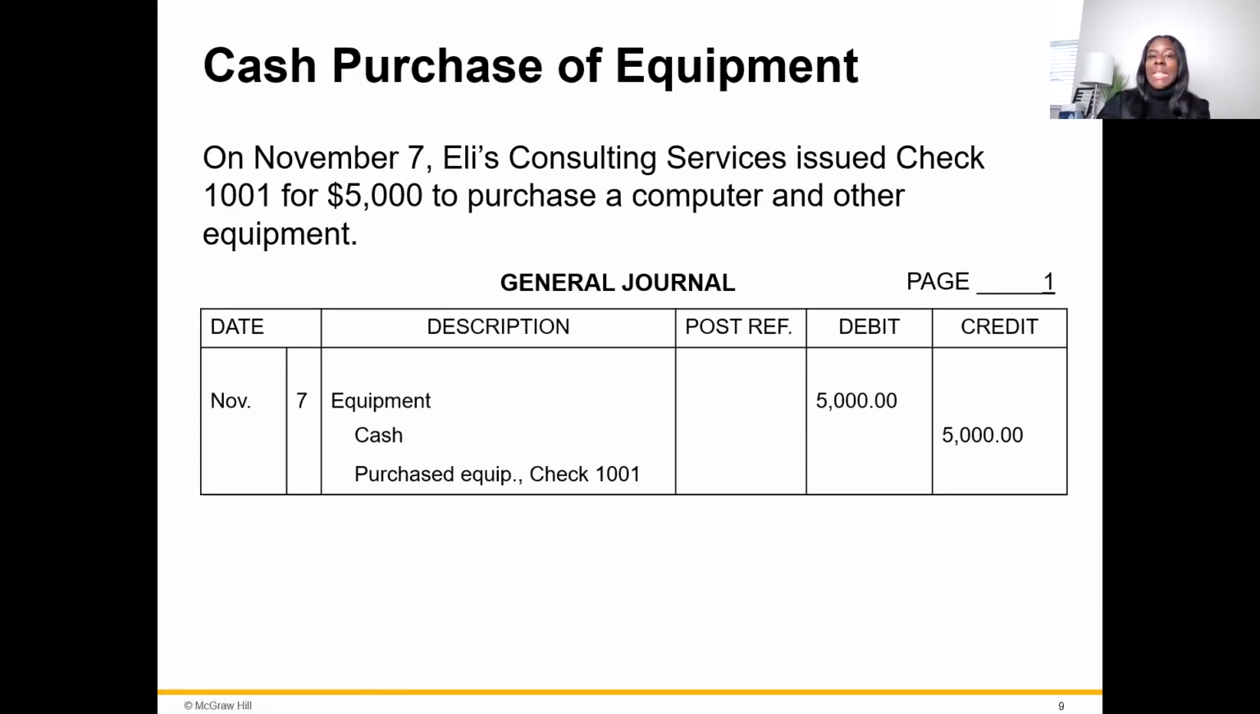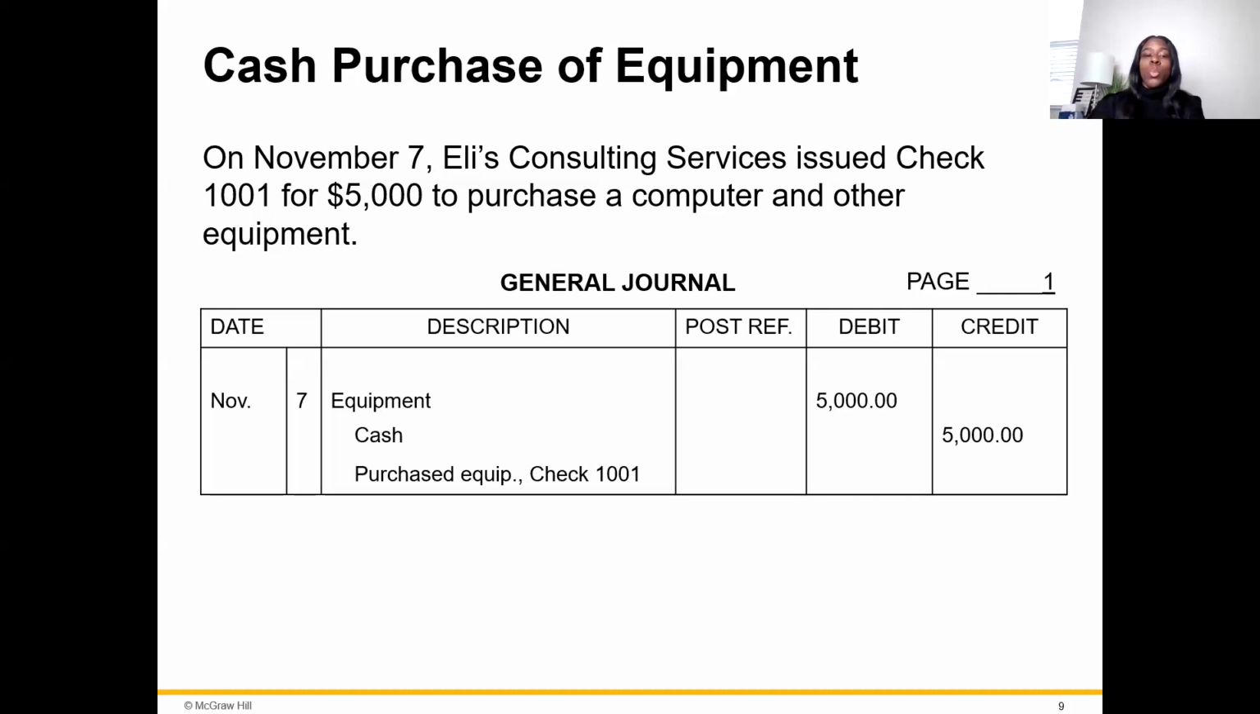So on November 7th, Eli Consulting Service issued check 1001 for $5,000 to purchase a computer and other equipment. So what are the 2 accounts? The first account is a computer. He purchased a computer. We're going to call it equipment. We'll classify it as equipment. And he used cash to pay for that equipment. So you're probably wondering, well, how are you knowing what is a debit and what's a credit? We are going to cover that in just 1 second.